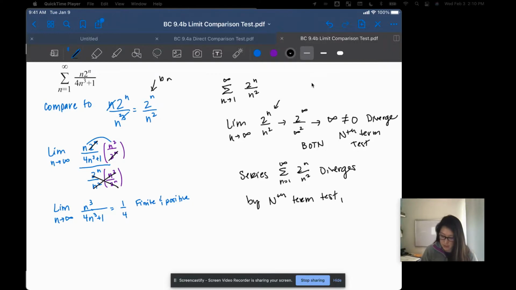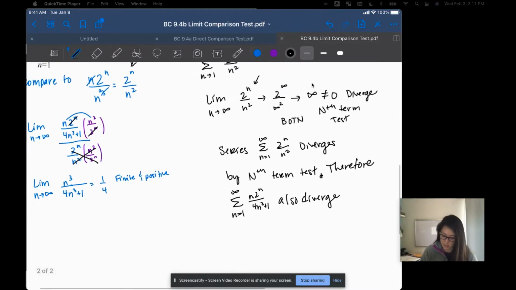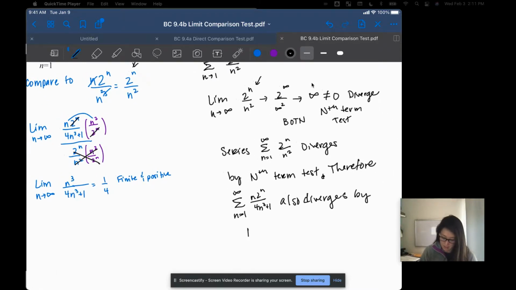Okay, and therefore the series, the sum from n equals 1 to infinity of a sub n, which was n times 2 to the n over 4n cubed plus 1, also diverges. But we have to say it's because we compared it to this other one, so it diverges by the limit comparison test.